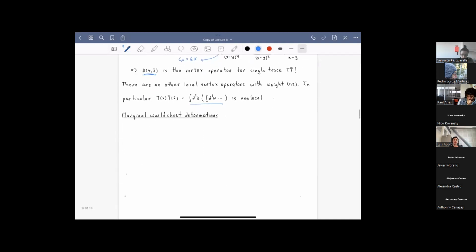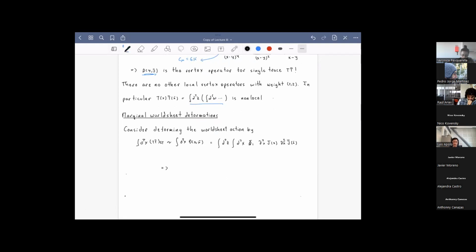Okay, so now that we have this operator, which has the same quantum numbers as single trace TTbar, we're going to consider deforming the worldsheet action by this operator. So we're going to consider a deformation of this form. Here I should use a squiggly line because we have not established that it's exactly the same. And what we get on the right-hand side is an expression like this.